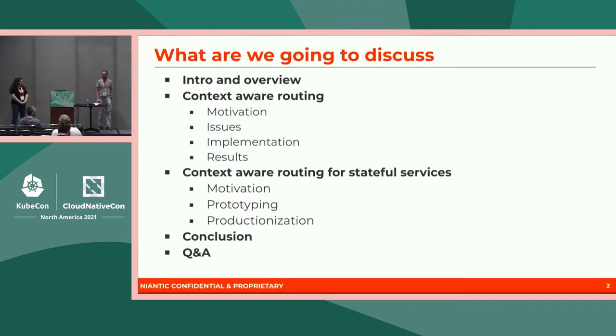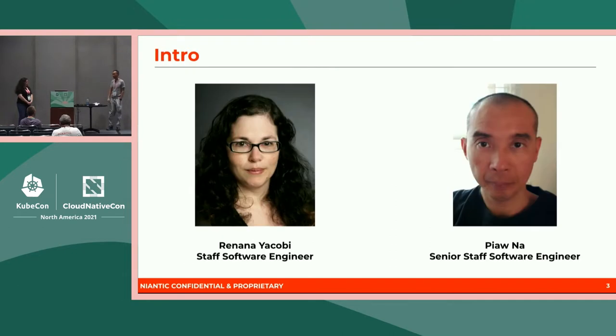Here's the agenda for the talk. We're going to talk a little bit about ourselves, explain the motivation you might have for doing context aware routing, discuss the issues involved, talk about the implementation, look at results, and then talk more about our prototype. And we'll definitely have time at the end for questions.